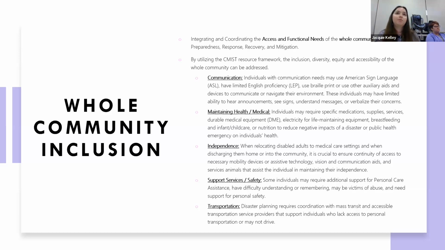Maintaining health and medical, that might be partnering with community partners and organizations to be able to help people access medications and supplies and services, durable medical equipment, electricity, things like that. Independence might be helping people access support services. That's another one, but it can also go under independence. If someone were to need home health or any type of personal assistance, mobility devices or assistive technology, anything like that. Support services, again, that's more of the personal assistance. They need anything for their safety, for instance, life alert buttons, things like that. That could be something under safety, helping people to find different ways to help people remember things. Maybe they write things down. Transportation, access to accessible transportation and reliable transportation.